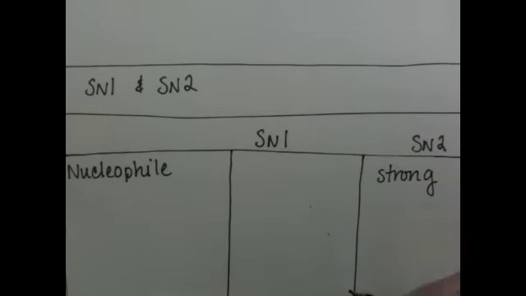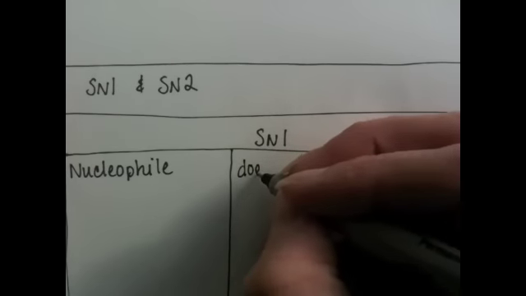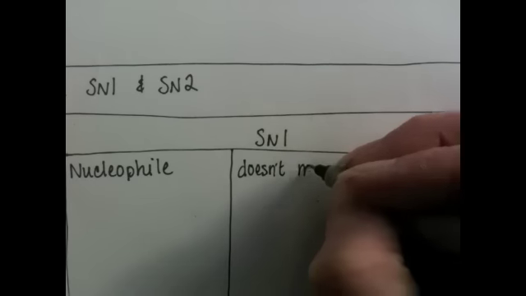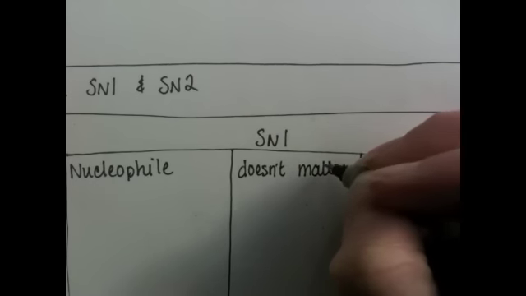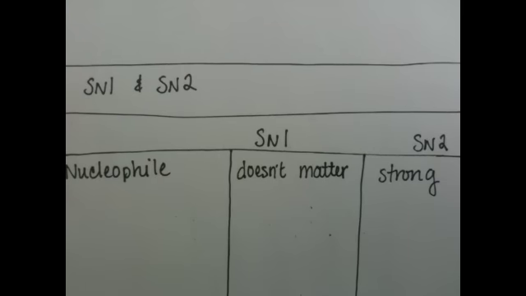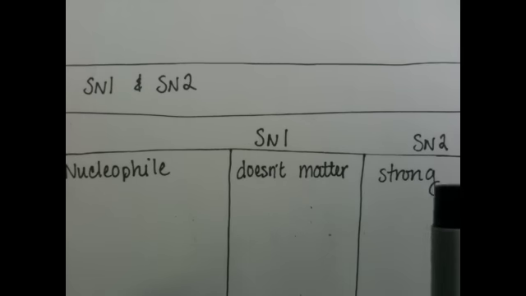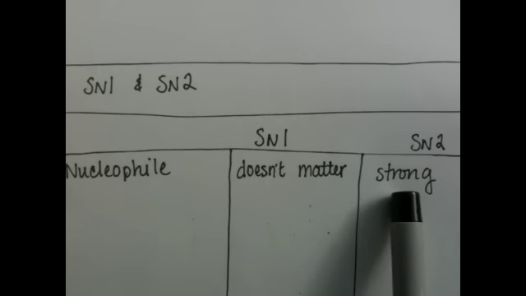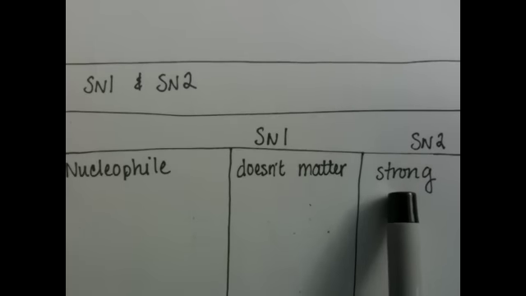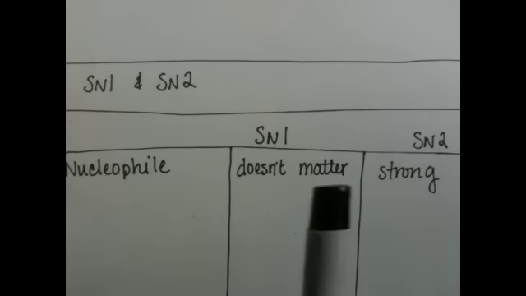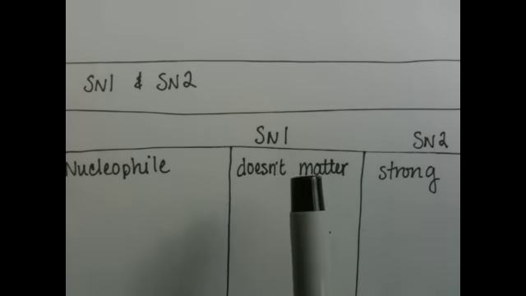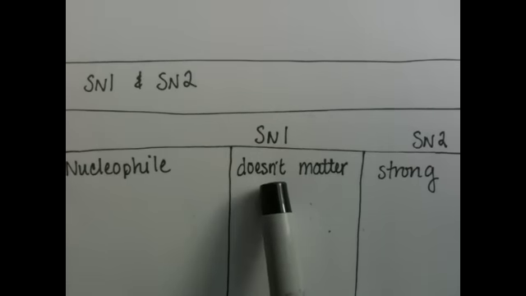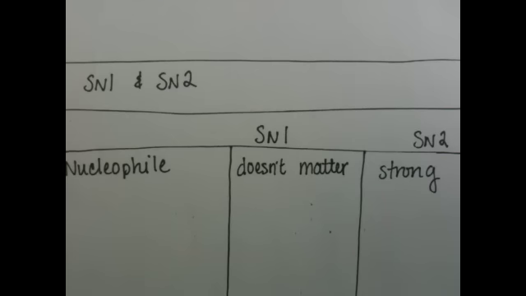So the strength of the nucleophile in SN1 doesn't matter. Most of the time, SN1 reactions are going to have weak nucleophiles, but the SN1 mechanism doesn't require a weak nucleophile. It doesn't require anything about its nucleophile. The SN2 mechanism does require a strong nucleophile, and if you're attempting to do nucleophilic substitution with a weak nucleophile, this is your only option. But you can certainly use a strong nucleophile in an SN1 mechanism, and it's going to work just fine.